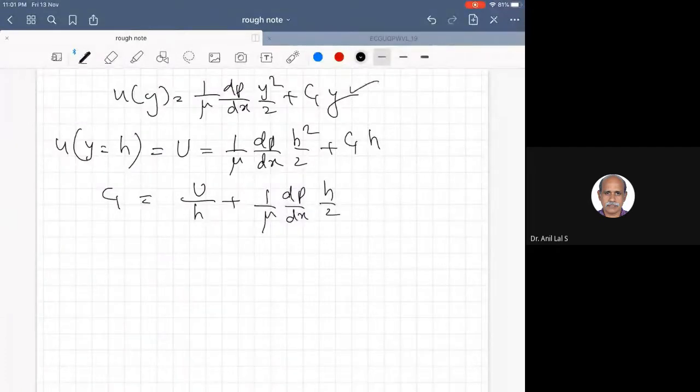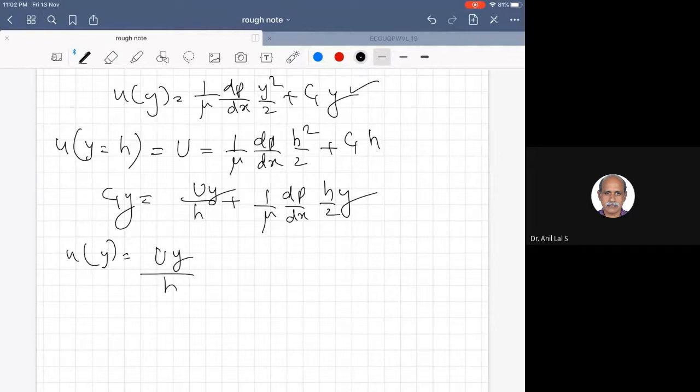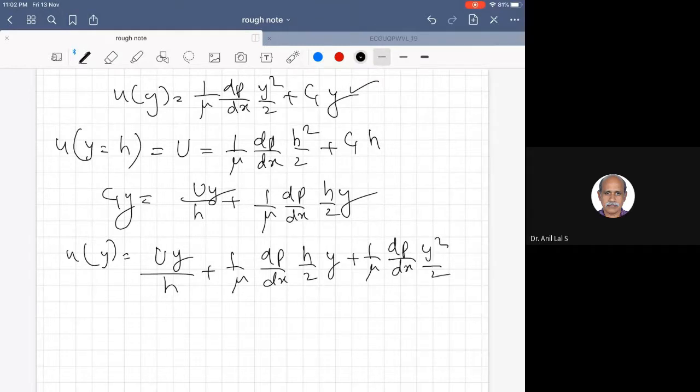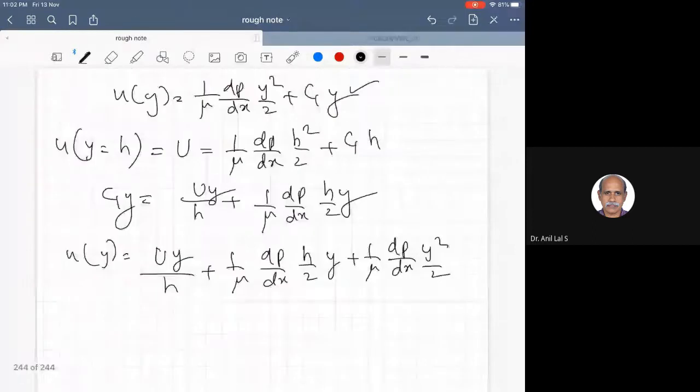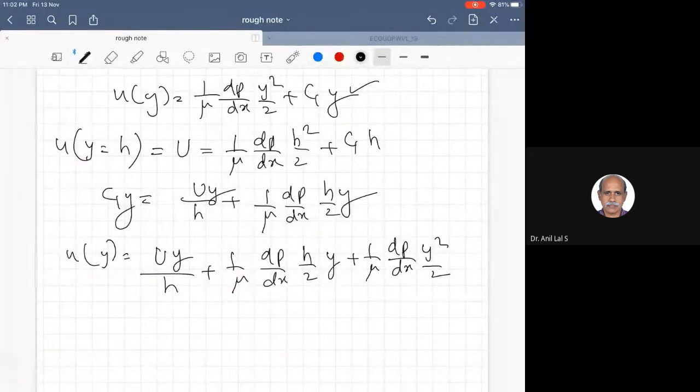And in fact, I want c1 y. So totally, u of y can be written as capital U y by h plus 1 by mu dp by dx h by 2 y plus 1 by mu dp by dx y squared by 2. Is there any sign problem in this? There is no sign problem. So you get the velocity distribution u of y like this.